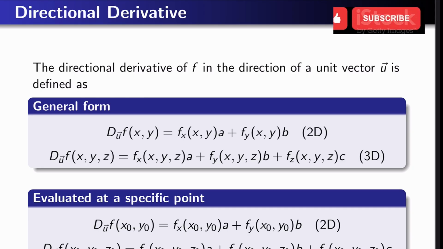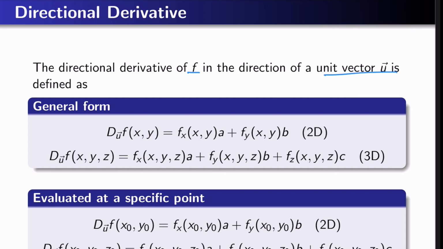We now move on to directional derivatives. The directional derivative of a function f in the direction of a unit vector u, for the 2D case, is the partial derivative of f with respect to x times the x component of the unit vector, plus the partial of f with respect to y times the y component of the unit vector. For the 3D case, it's just the same idea.